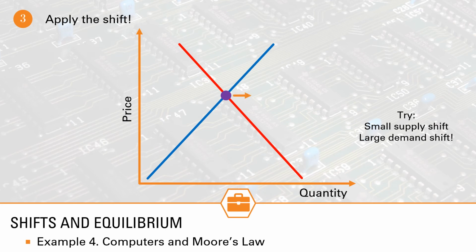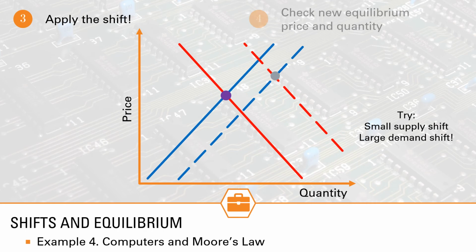So blue is supply, let's shift that by a tiny bit over there. And demand, let's shift that a huge bit over there. Okay? So now we're going to find the intersection between the new supply curve and the new demand curve. So that's going to be over there, the gray one over there. Okay? So that's going to be our new equilibrium.